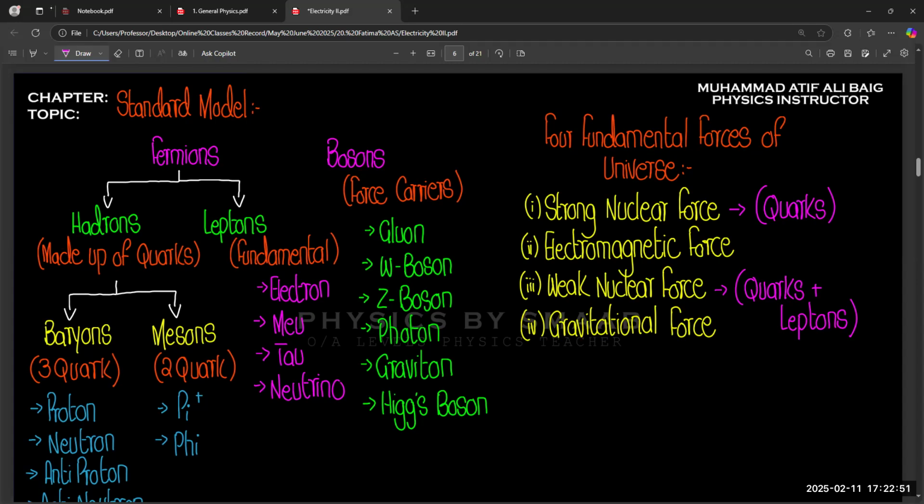And now let's start with quark. Any question in this general concept of the elements, standard model and the standard forces, fundamental forces? Okay.